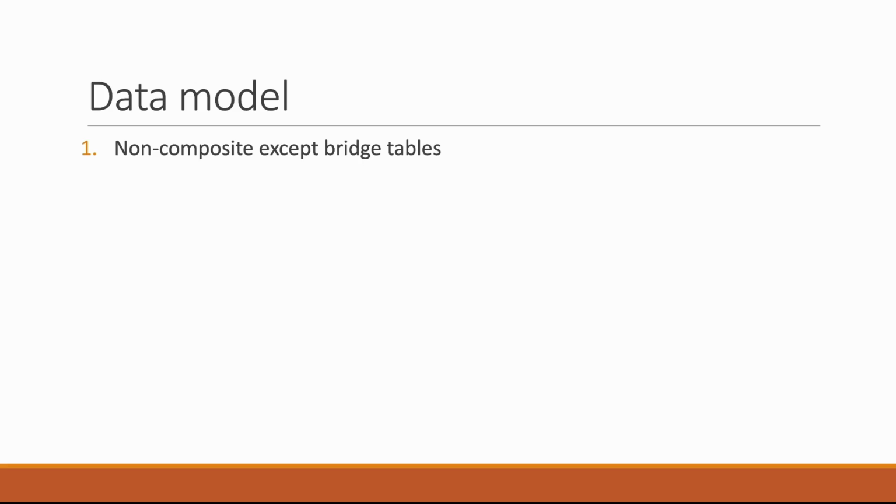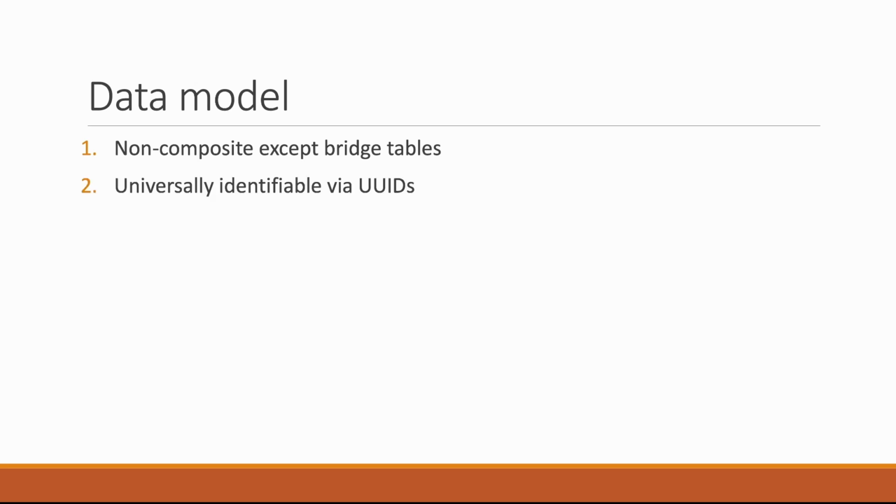So if you are bridging two different tables and there's a supporting third bridge table which only contains two columns, that's where you will have a composite primary key. But other than that, all tables have only one column defined as their primary key. That's the first attribute.